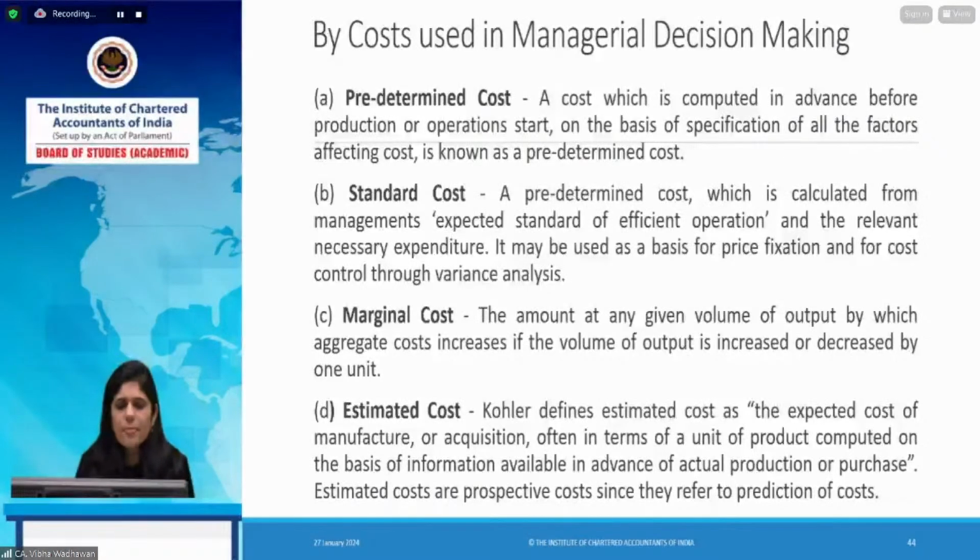Clear? Marginal cost. Marginal cost is such a cost that if we make 1 extra unit, what additional cost will come, or if we reduce 1 unit, how much will the cost decrease. So marginal cost is the variable cost. What is the cost increase if I increase the output by 1 unit? You understand? Marginal cost is the increase in the total cost if I increase the output by 1 unit. So that additional cost, that variable cost is marginal. Yeah? So these are the terms which you should understand.